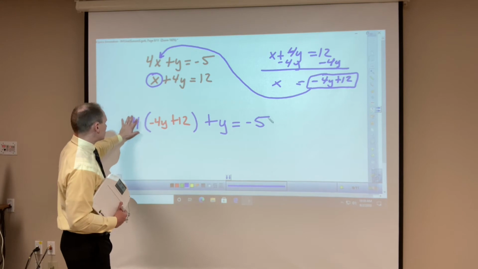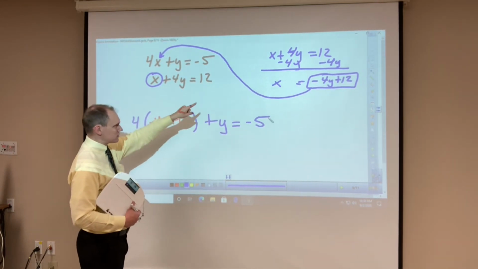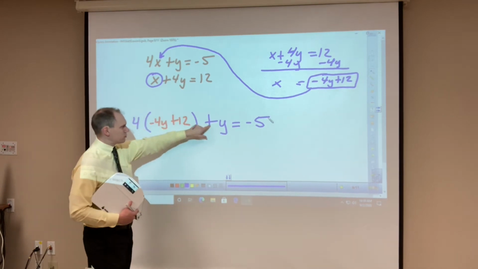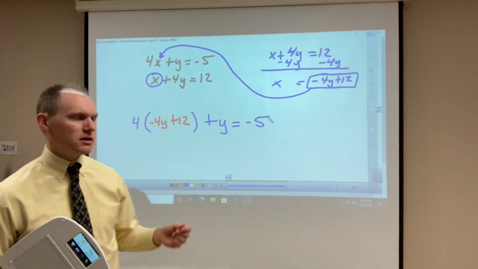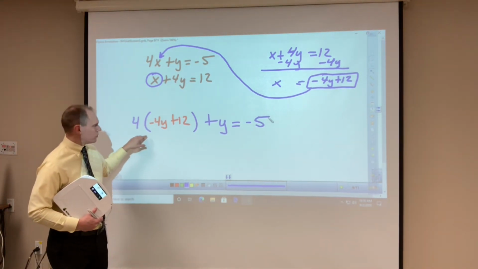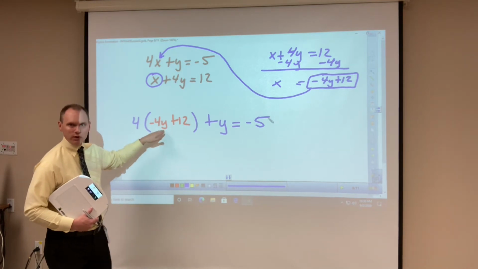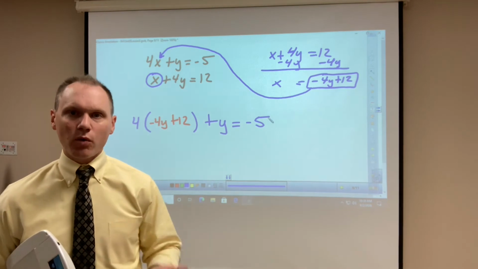So we have 4 times x, this is x, right? As we see over here, x is equal to that. So 4 times x plus y equals negative 5. But the great thing about this, now that we've substituted in, is how many variables do we have now? There's no x's anymore, right? We only have y's involved here, so that allows us to actually solve for y now.